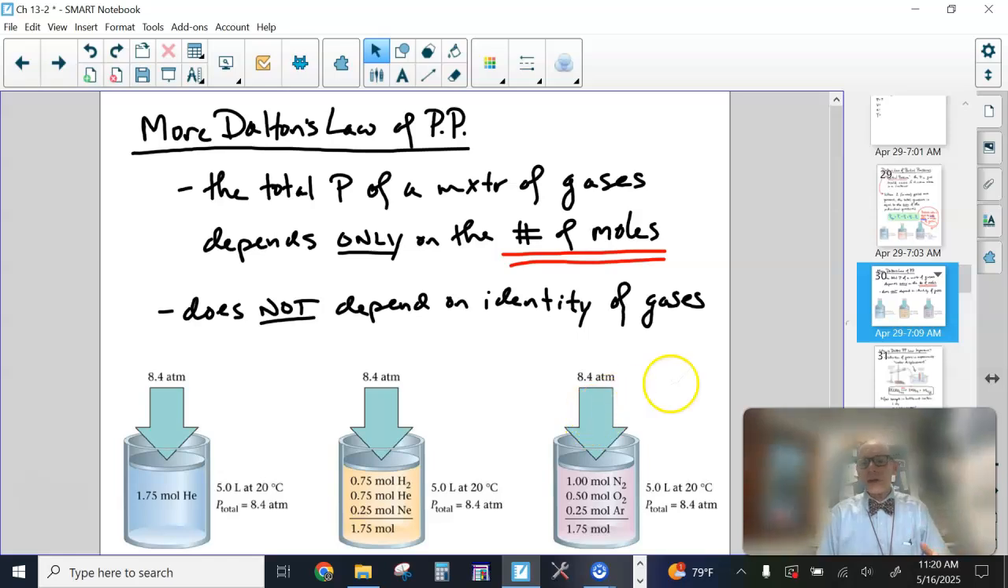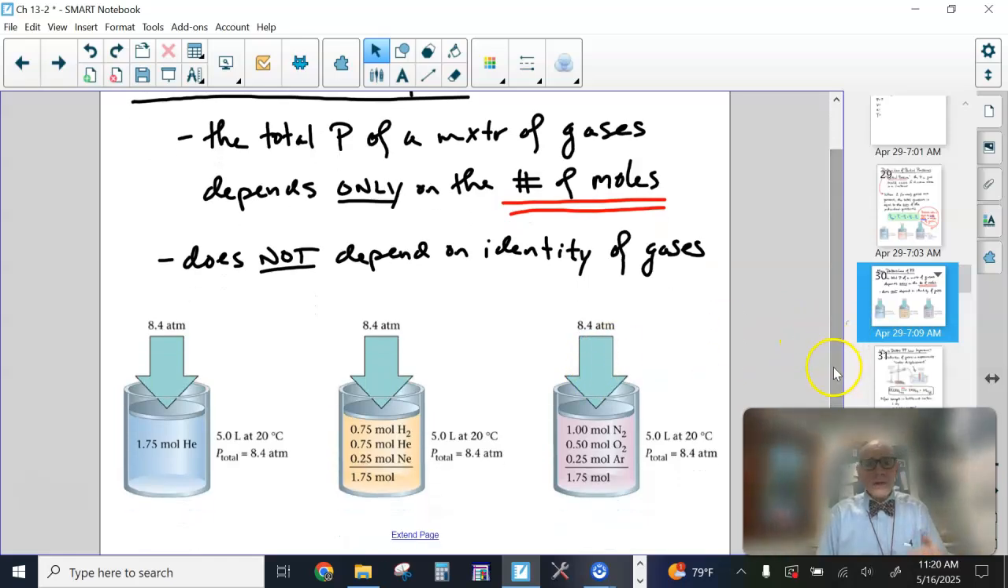The total pressure of a mixture of gases is only dependent on the total number of particles present, number of moles. So we've got 3 different gases down here at the same volume and temperature. Some mixtures and some pure gases, but they all exert the same pressure because they all have the same number of moles, same number of particles.